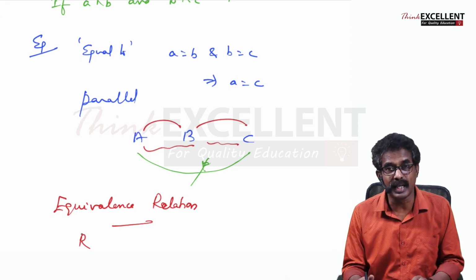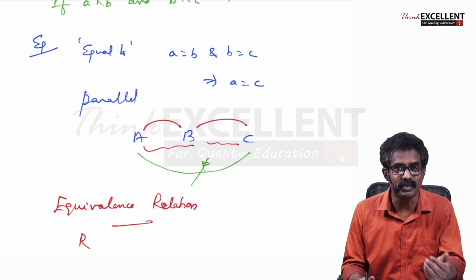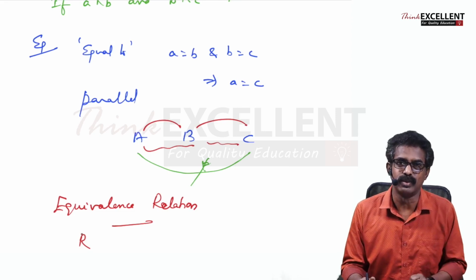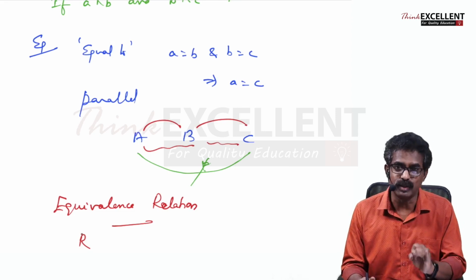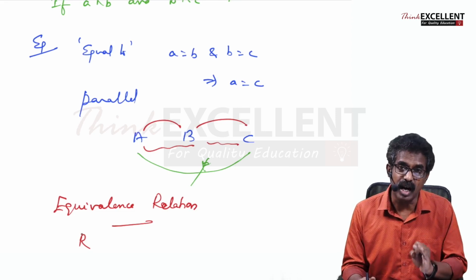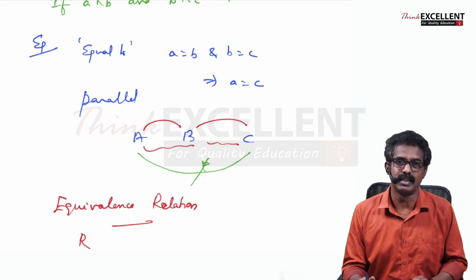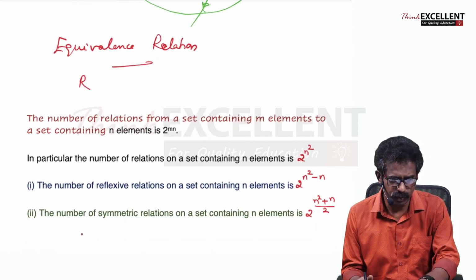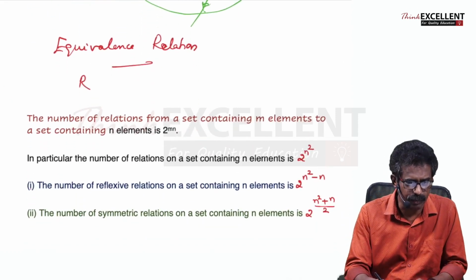Can you give an example for equivalence relation? Yes, our famous examples. Equal to is an equivalence relation, parallel to is an equivalence relation, then congruency is an equivalence relation. Okay, try to remember a few examples, okay? Now, a few results you remember for objective questions.